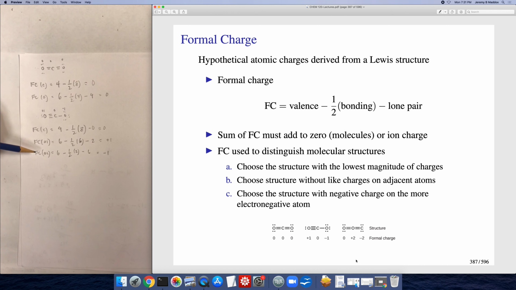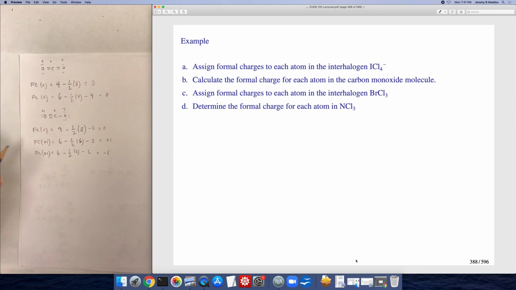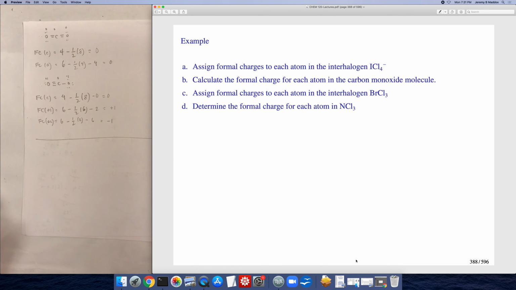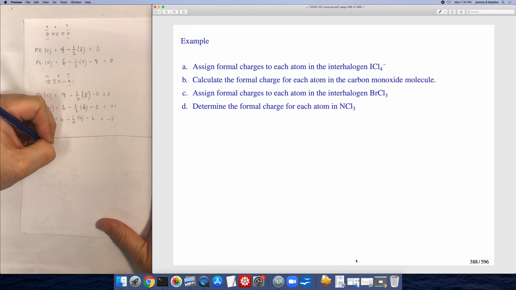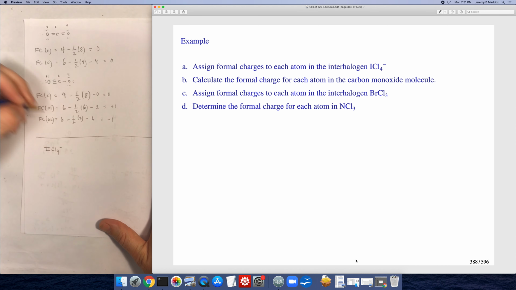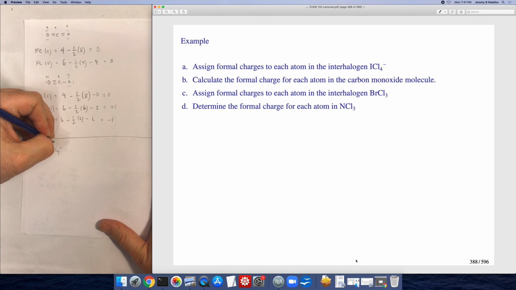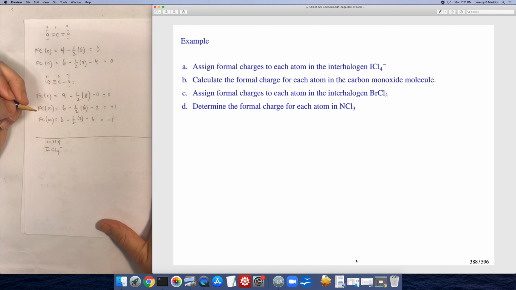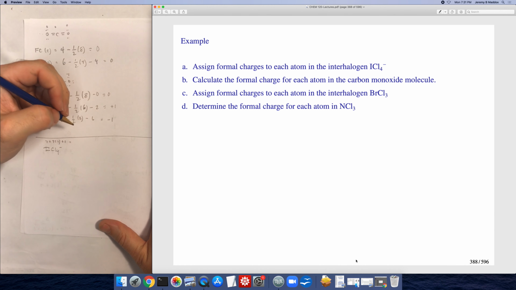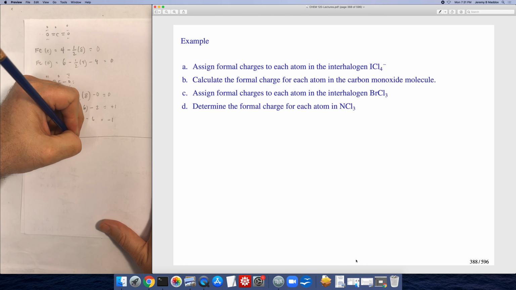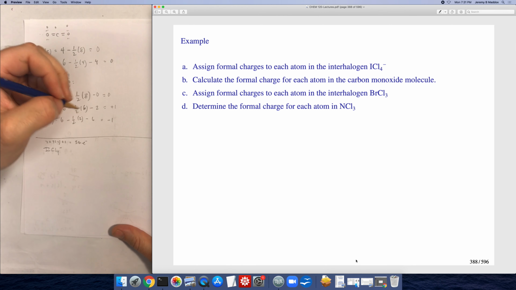Well, I think we're just going to do some more practice. And so on the next slide here, we're going to be looking at this interhalogen anion. Okay, we've got to first come up with the Lewis structure. So we get 7 valence electrons from the iodine, plus 4 times 7 from the chlorines, and there's one more coming from the fact that it's an anion. So we have 36 valence electrons to deal with.